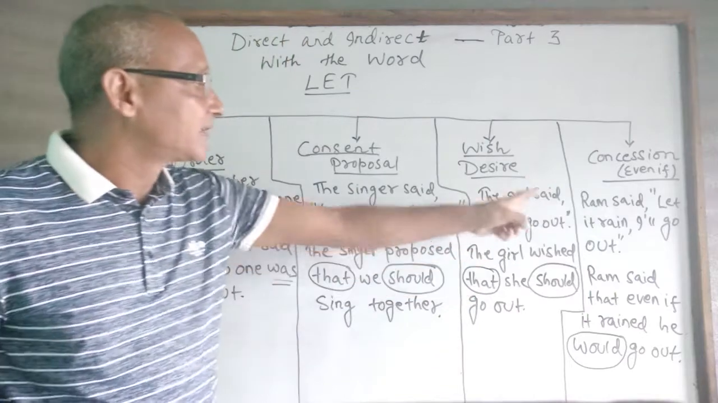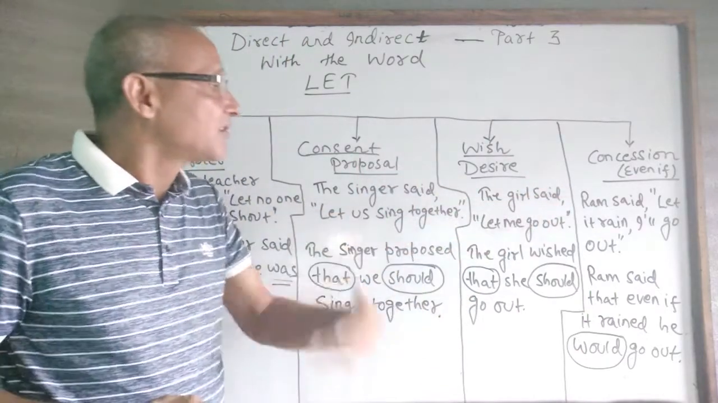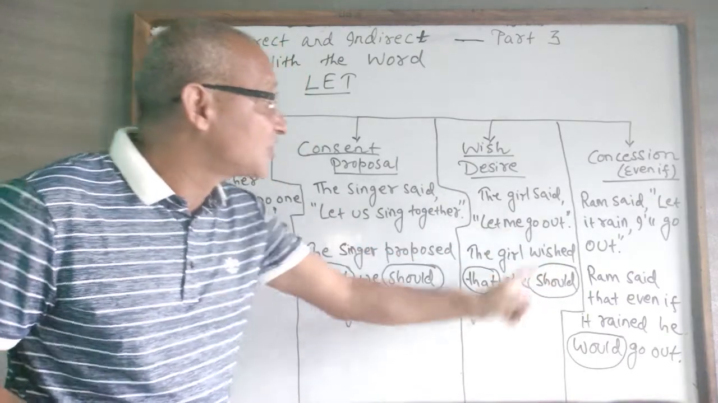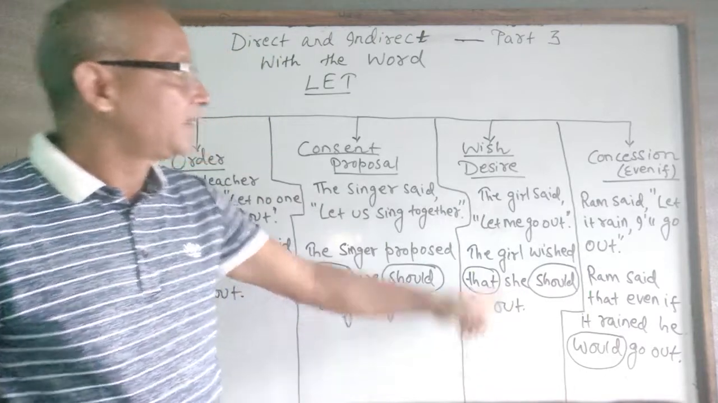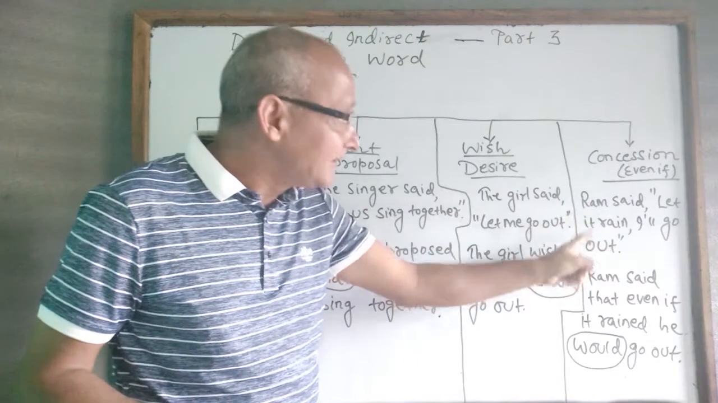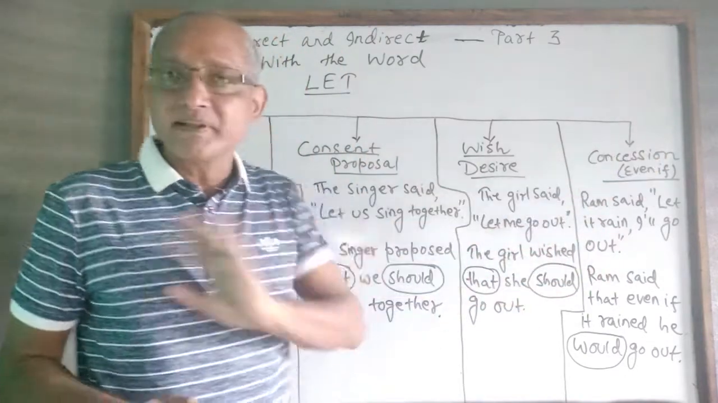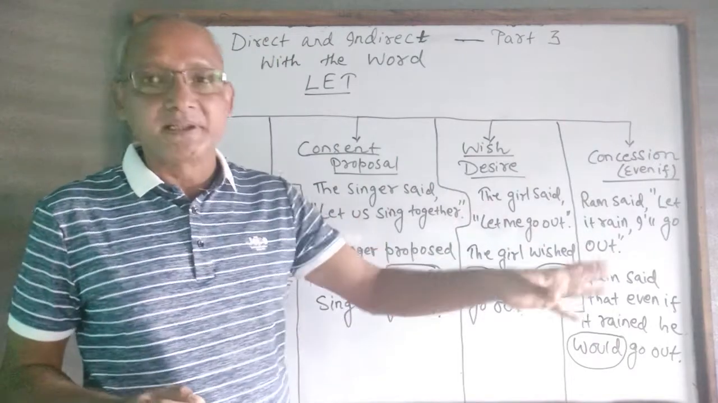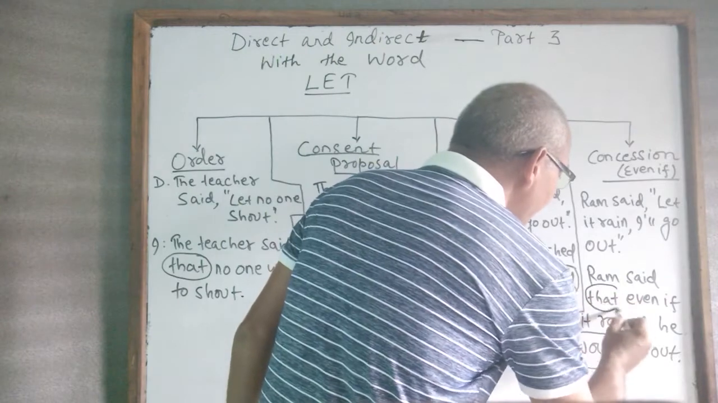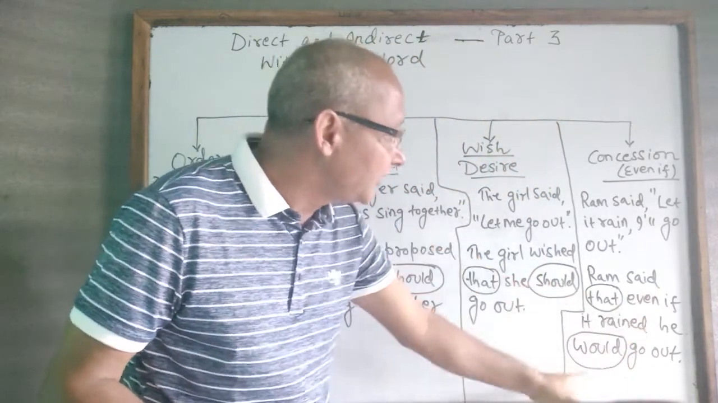For example, the girl said, "Let me go out." Somebody is keeping her captive, so she wishes to go out. The girl wished that she should go out. And in the case of concession, Ram said, "Let it rain, I will go out," whatever it may be. Even if this thing happens, I'm not going to listen to anybody, I'm doing it. So it means Ram said that. Okay, we are using a connective that. Even if it rained, he would go out.